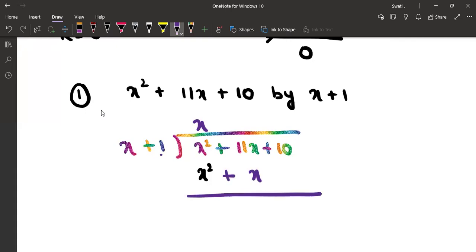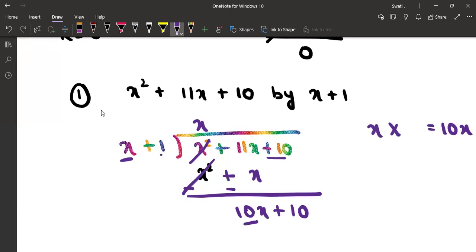अभी क्या करेंगे? इसको subtract करेंगे. Subtract में sign reverse. What is x square minus x square? ये 0 हो जाएगा. What is 11x minus x? Will it not become 10x? 11x minus x, will it not become 10x? Yes. Right? And then the plus 10 as it is. अब फिर से वही करना है मान्या. यहाँ पे x है और यहाँ पे 10x है. So tell me मान्या, x के साथ what will you multiply so that your answer will be 10x?